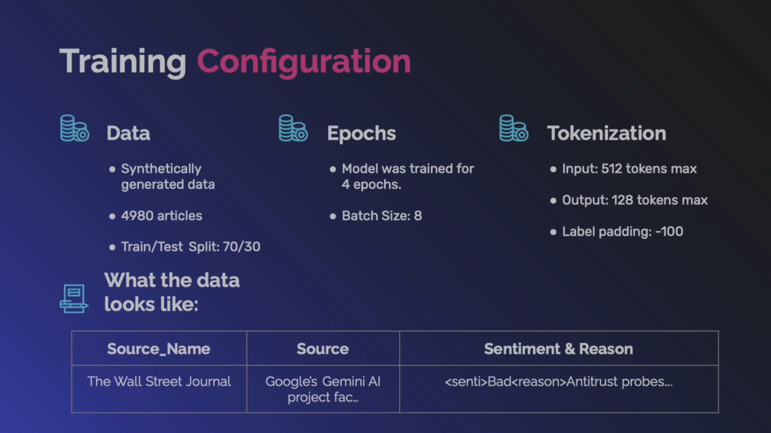The model was trained on 4,980 financial news articles with a 70-30 split, which is about 3,486 samples for training and 1,494 samples for testing. The model ran on 4 epochs with a learning rate of 0.003. For tokenization, the inputs were set to 512 tokens to capture full articles and outputs to 128 tokens for sentiment and reasoning. This slide also shows us what the data in the CSV file looks like.